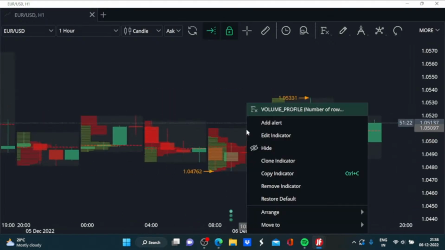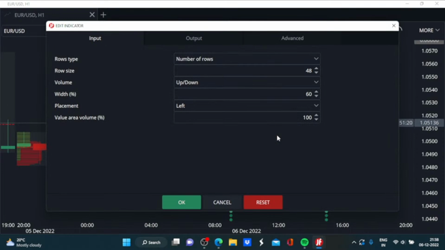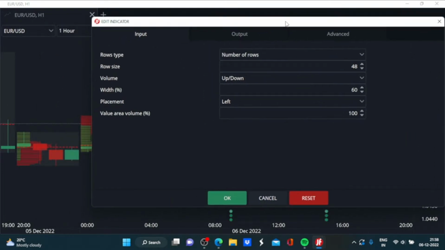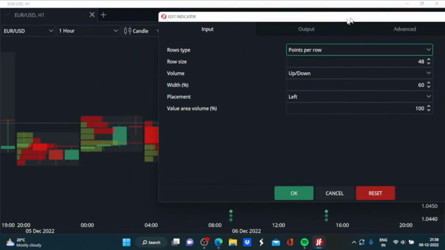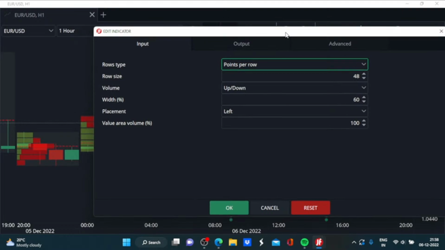Now, looking at its editing options further, let's see what we can do. As we have understood, the concept is fairly simple. Row types, number of rows, points per row. Let's try out what we can do with this. And here we have got points per row. I am going to decrease this row size to 24. Width, we will go back to the earlier level of 30.